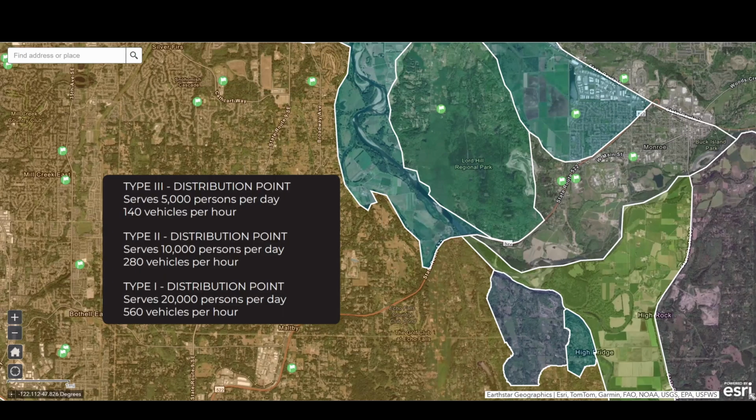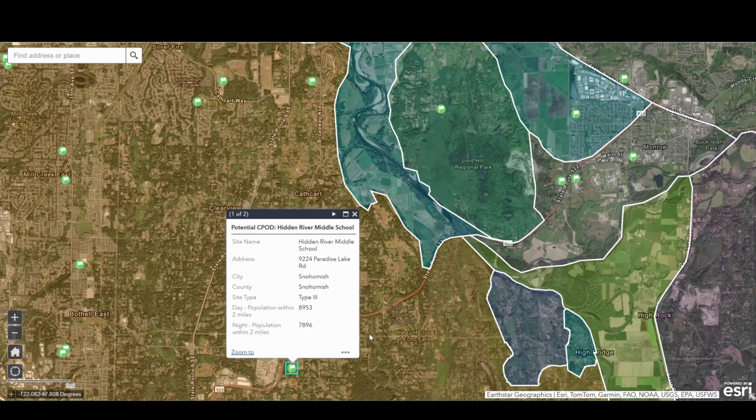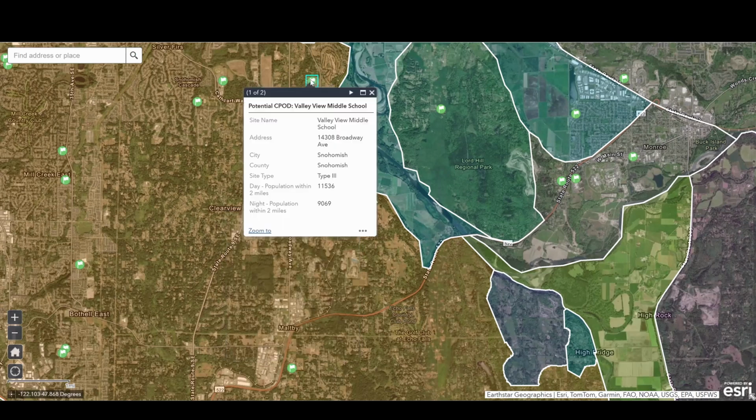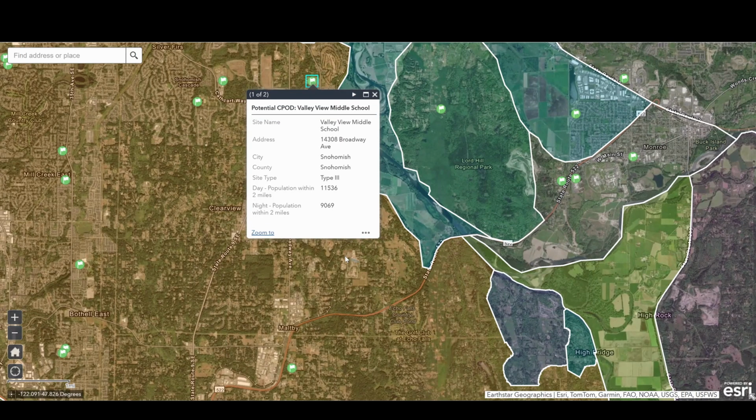There are 3 types of distribution sites, and the main difference is the number of people they're able to serve each day. Type 1 can serve up to 20,000 per day, type 2 up to 10,000 people per day, and type 3 up to 5,000 people per day. This one is Hidden River Middle School, a type 3, and this one is Valley View Middle School, also a type 3. So you want to drive to the Valley View Middle School distribution site.